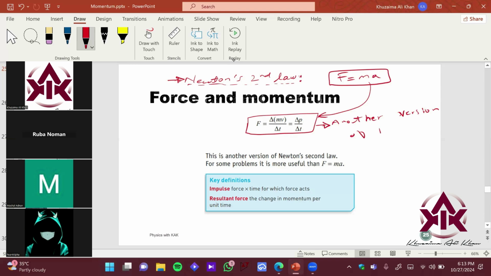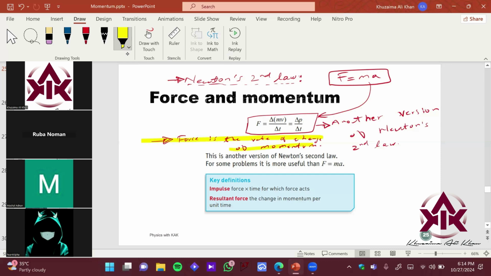of Newton's second law. So it states, what is basically force? It states force is the rate of change of momentum. Okay? This definition is pretty important over here, right? That force is the rate of change of momentum, right?